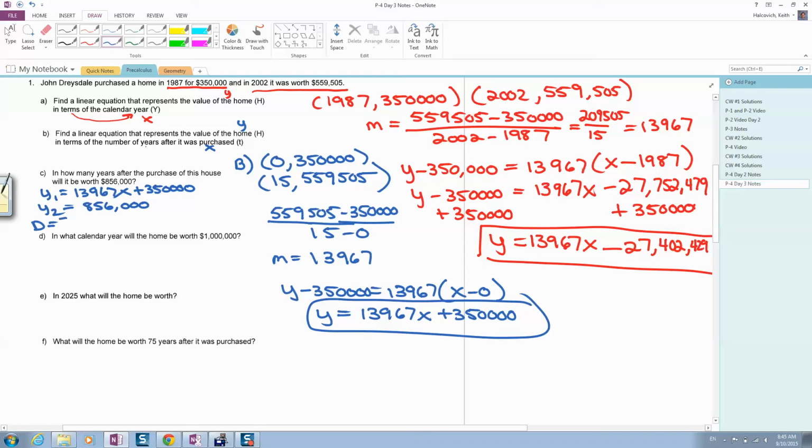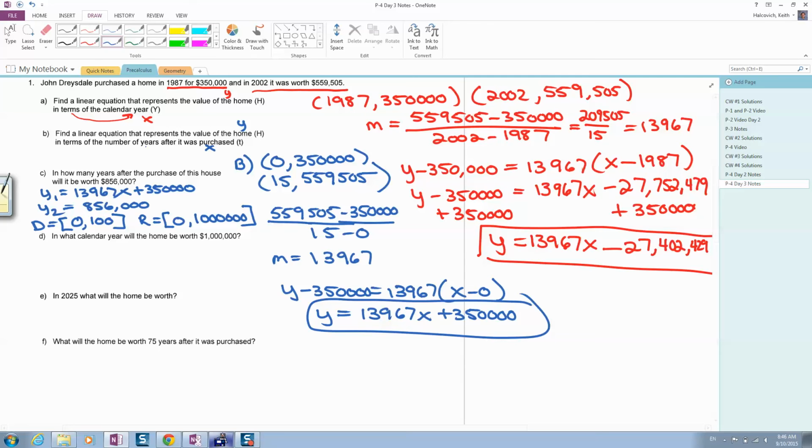Our domain, well, remember, it's years after the purchase of the house. So we're going to start at year 0, because that's when we purchased the house. And then you have to think, realistically, how many years will you own a house? Maybe at the most, 50, but just to be safe, we'll use 100 as the end. And then the range, the house can be worth 0. And then since 856,000 is the y value, you want to go above that, so we'll use 1,000,000. All right, and that's the range.